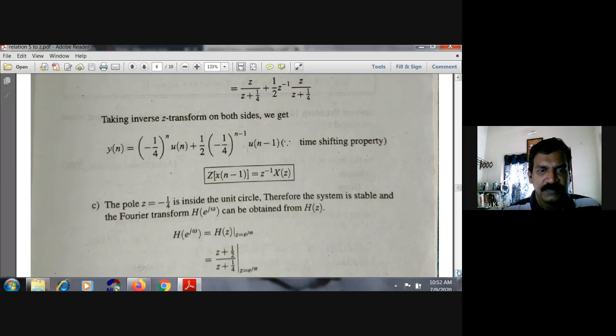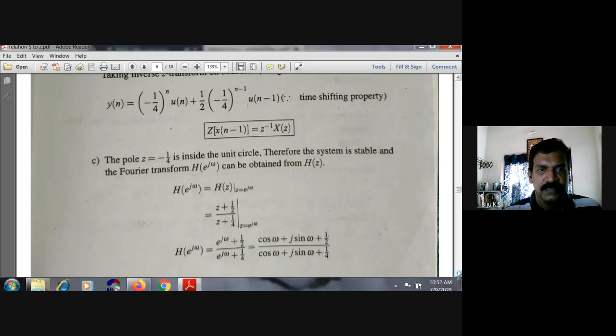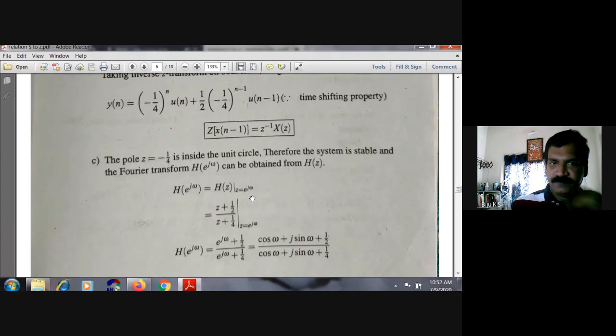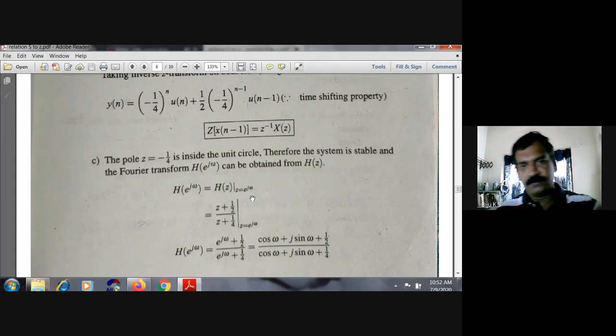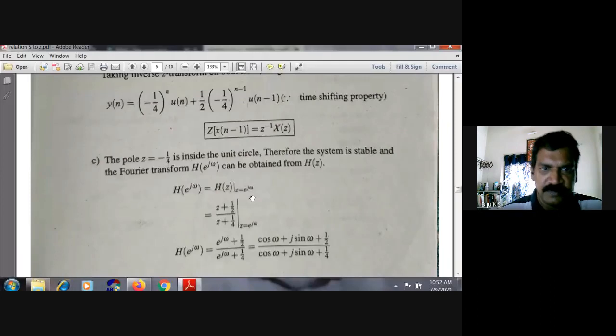For the last problem, we say that it is a stable system because the pole z equal to minus 1 by 4 is inside the unit circle. So the system is stable, and we can find the Fourier transform H of e raised to j omega by substituting z equal to e raised to j omega in hz. So we can map from the z domain to the frequency domain.